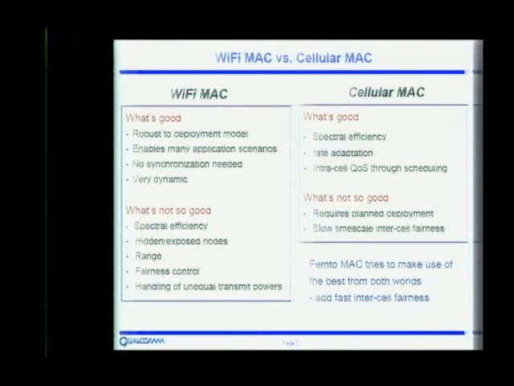But the good things are, it's very dynamic. It works in any kind of deployment. You don't have to sit and plan what you're going to do, and no synchronization is needed. So what we want to do is essentially take some of the good points of Wi-Fi, combine them with cellular technology with the appropriate control channels, channel feedback, and so on, and design a MAC for campuses. In addition, we'll add fast inter-cell coordination across cells, which doesn't exist, to achieve fairness.